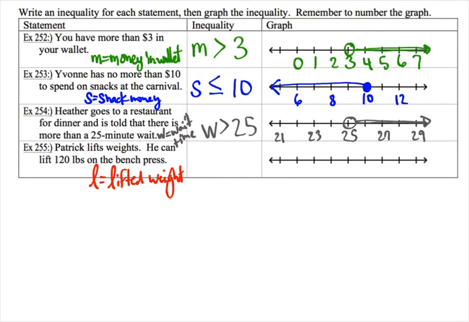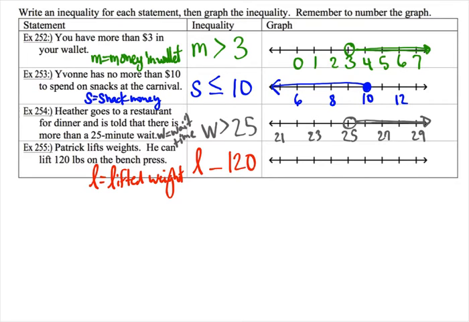Okay, we're going to compare L to 120. Now this doesn't have any key words in it except the word can. You're going to have to use your life experience. If Patrick can lift 120 pounds, that means it's going to include 120. Now does it mean Patrick can lift 120 or more? Or does it mean Patrick can lift 120 or less?